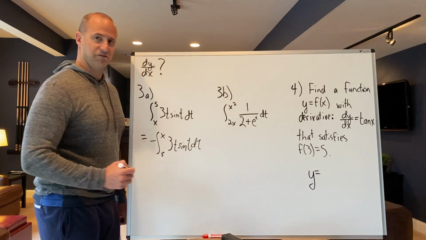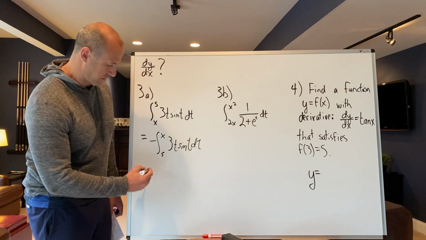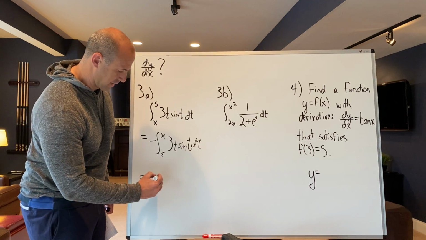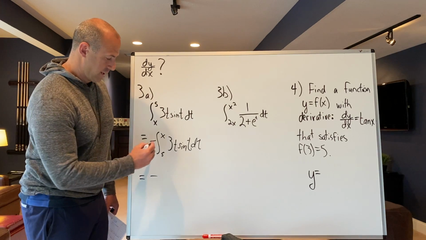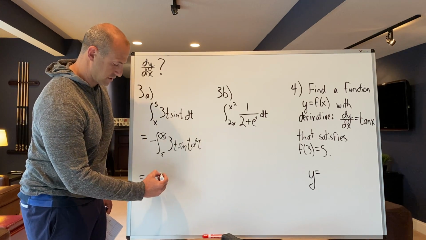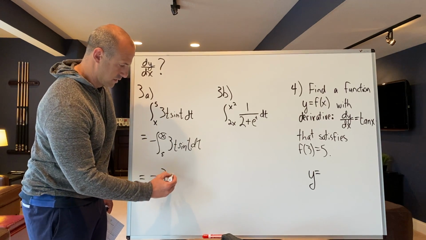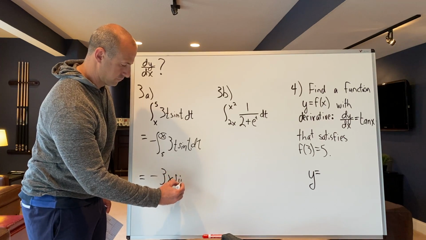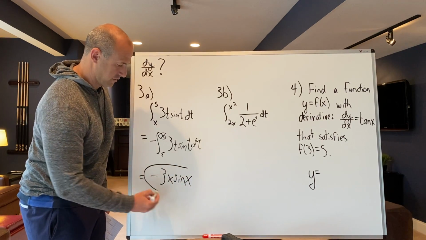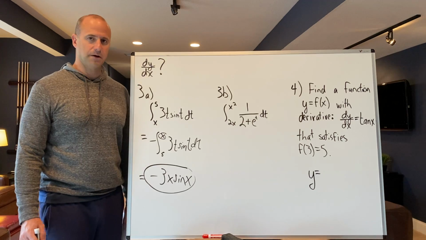And now it's as easy as those first couple problems I gave you. You simply write the negative, of course, don't leave that out now, and you plug this in. So that's going to be negative 3x sine of x. The derivative and the integral canceled each other out.